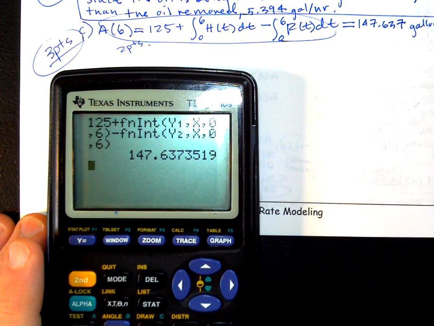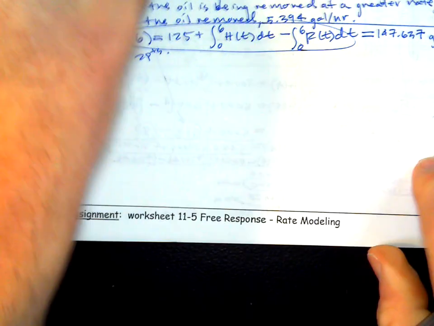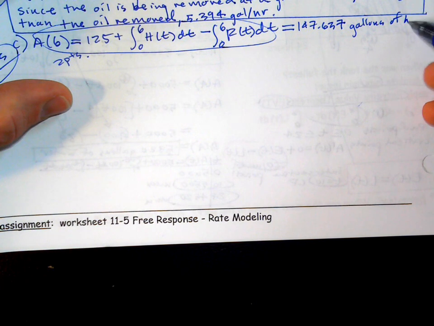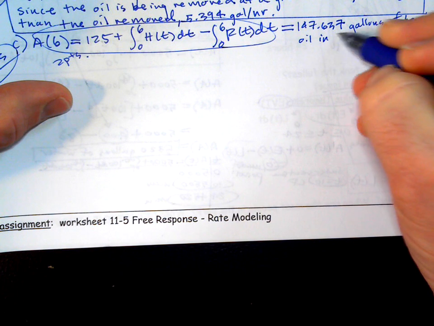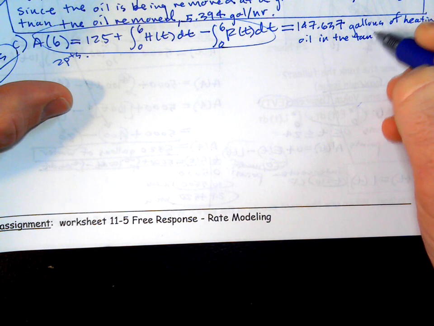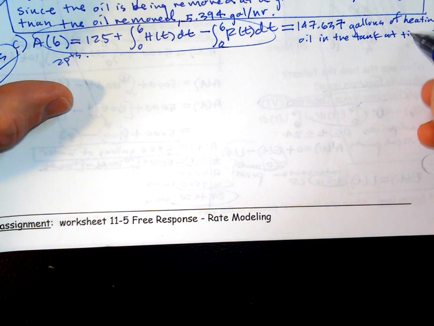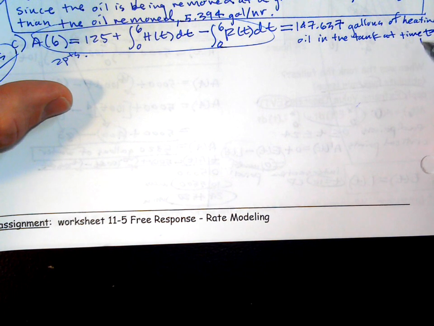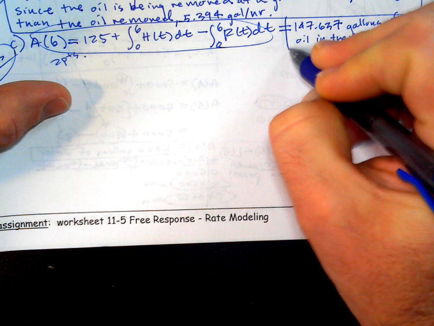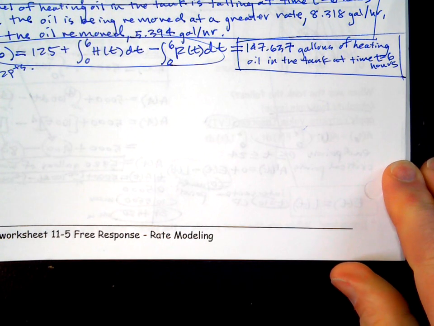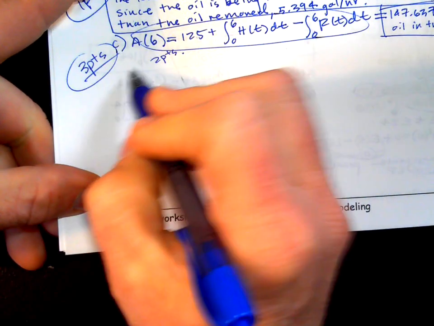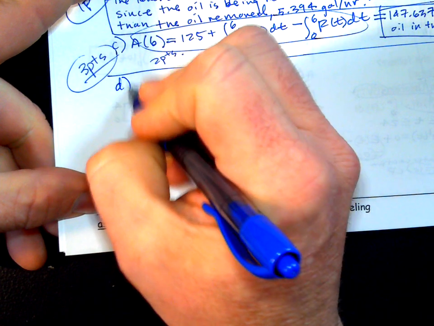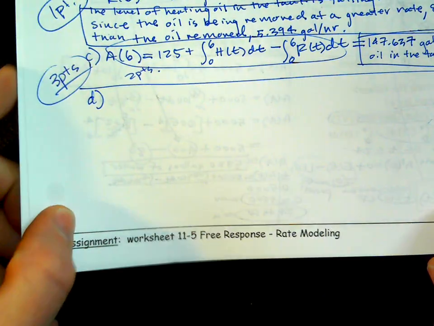Gallons of heating oil in the tank at time T equals 6 hours. That's a kind of a thorough answer with units and context. All right. So that's usually a common question. They might just ask you to do the rate model, straightforward, plug in a time, find the overall amount.